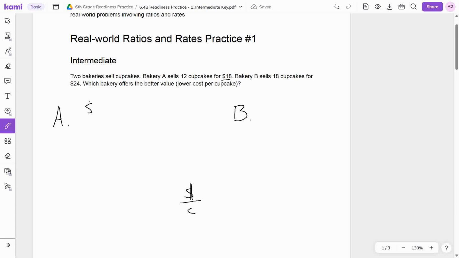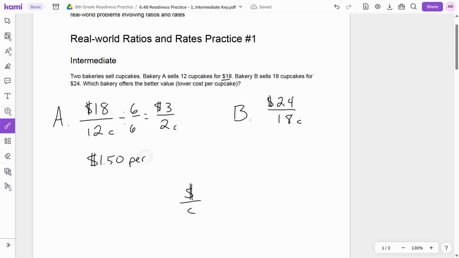Bakery A has got $18 for 12 cupcakes. Bakery B has got $24. So you can kind of reverse the order if that's going to help you. $24 for 18 cupcakes. All right, so I can simplify if I divide A by sixes, and that's going to get me $3 for 2 cupcakes. Okay, so $3 for 2, then if I divide that up, that's going to get me $1.50 per cupcake.